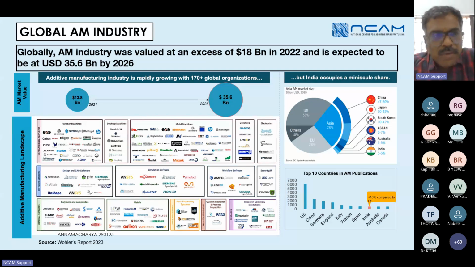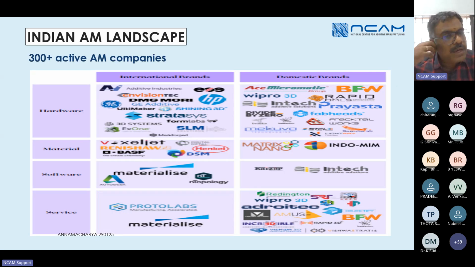The AM market value from 2021 to 2026 is evaluated at almost 35.6 billion, which is a very large value, so India standing at 3 to 5% will definitely go down in the coming days. The Government of India has identified that additive manufacturing should be developed in India. In this perspective, we are identifying various companies across India. Almost 300 plus companies are now developed as Indian entities. On the right side of the screen, domestic brands are slowly growing in hardware, material, software, and services.